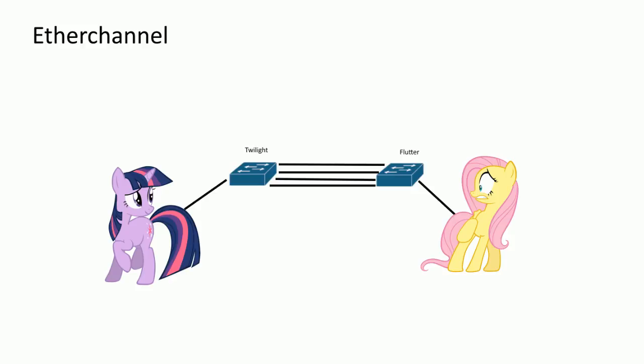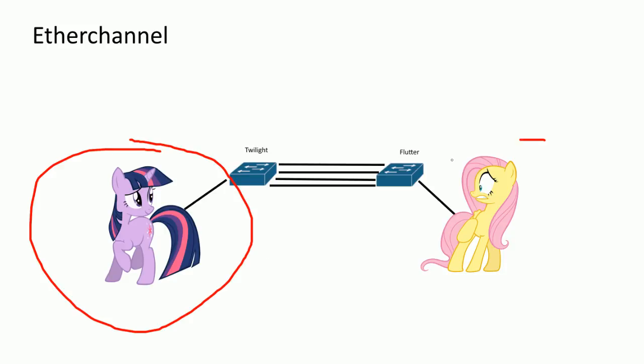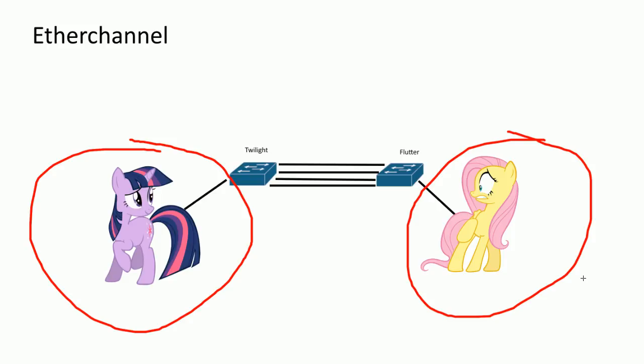EtherChannel. Why on earth do we need it? So right now we have a simple little environment. We have two switches and they're connected with four links between them. And we have two users, Twilight and Fluttershy, and they're communicating just fine between each other.